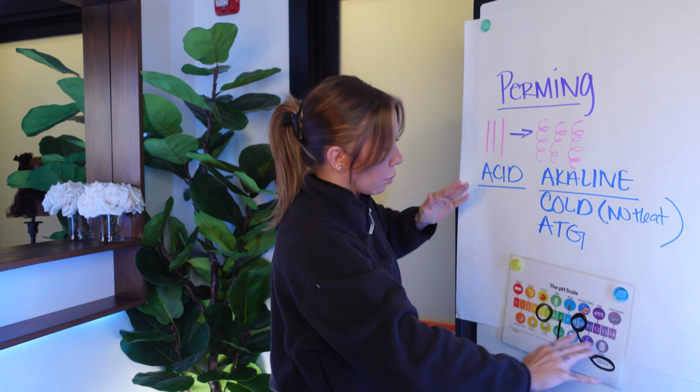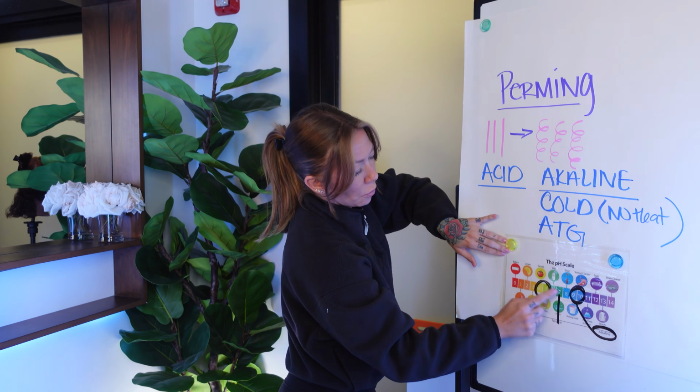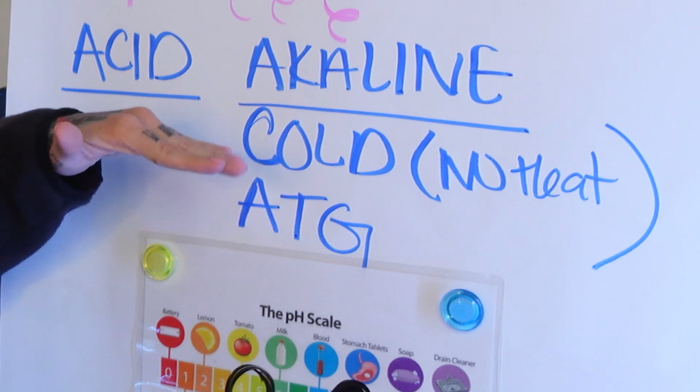So alkaline is the strongest. Remember, we're right here. What was that karate move? Right here with drain cleaner. No heat, they don't need it, they're strong enough. Acid waves are on the other side. This is going to be with your tomato, right about here.